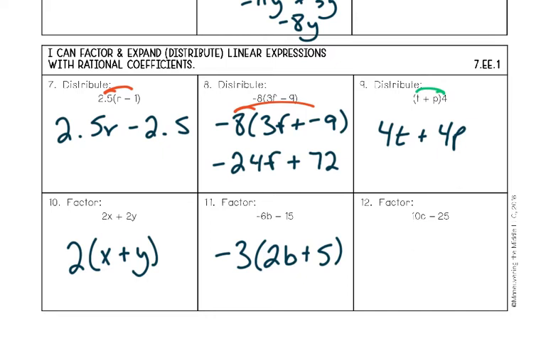On number 12, I see a 10 and a 25. I know that 5 is the greatest common factor between those numbers, so I'm going to factor out a positive 5 on this one. Take out a positive 5, you're left with 2c on the inside minus 5. And that would be it.